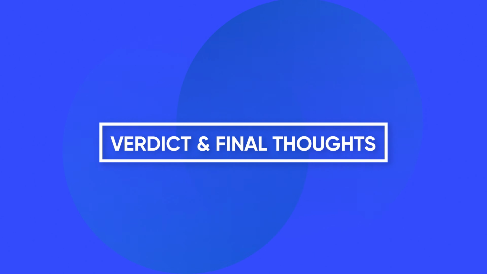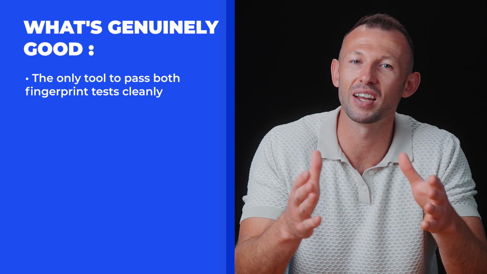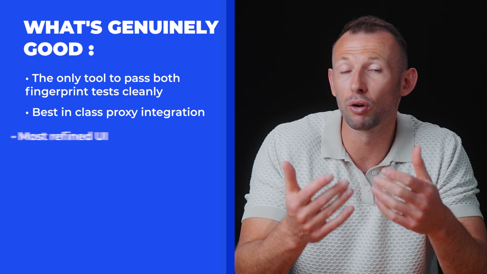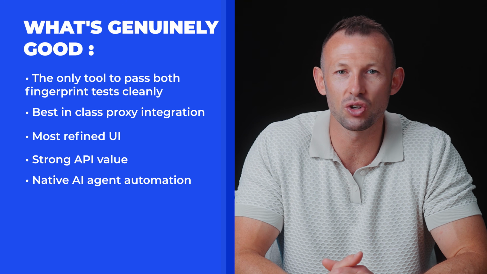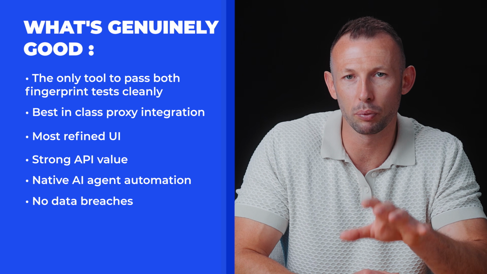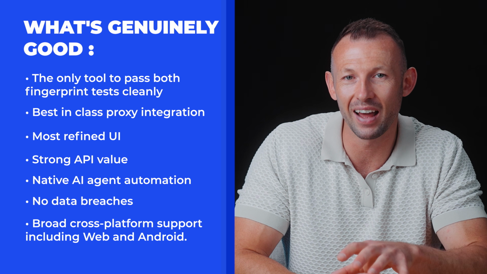So, what is the verdict? Well, Gologin is the strongest all-round anti-detect browser in the review series. What's genuinely good? The only tool to pass both fingerprint tests cleanly across the entire series. Best in-class proxy integration, most refined UI, strong API value, native AI agent automation that's ahead of the market, 7 years without a data breach, broad cross-platform support including web and Android.